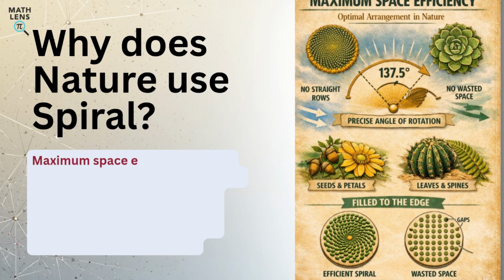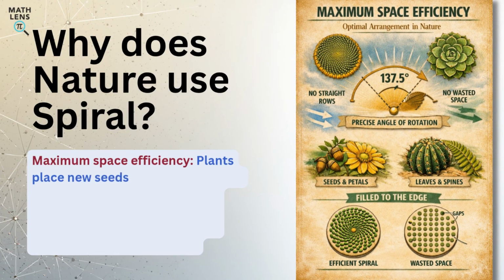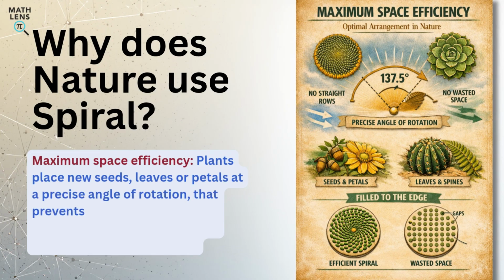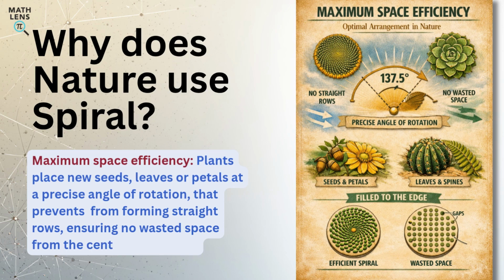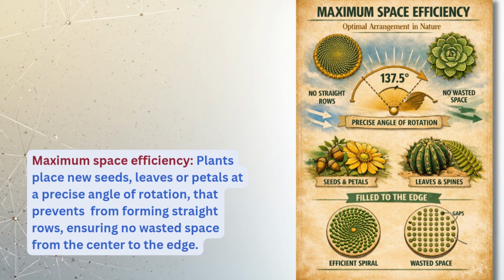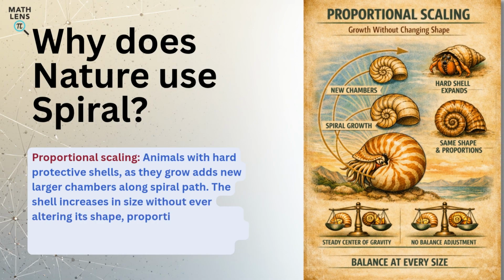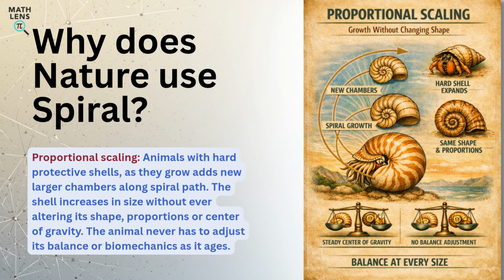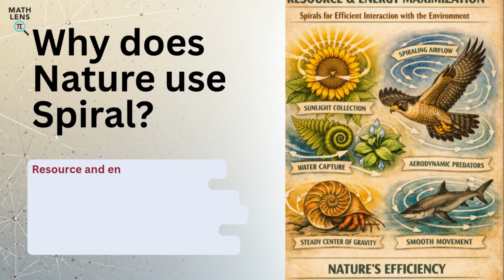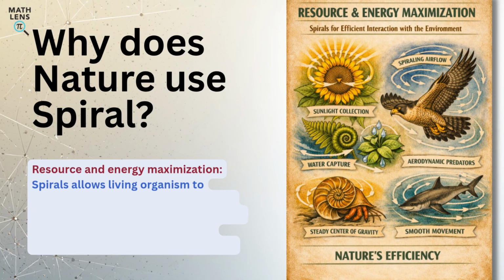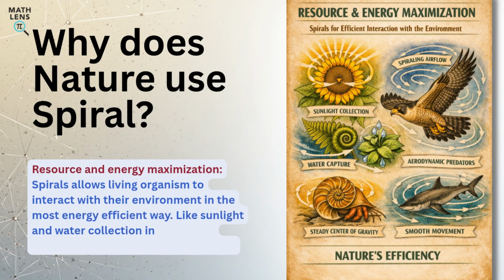Nature's use of spirals is fascinating and serves essential functions for efficiency and growth. Key reasons for their prevalence include space efficiency: spirals help plants arrange seeds and leaves at optimal angles, maximizing growth and resource allocation. Proportional scaling: animals with shells grow by adding chambers along a spiral, maintaining shape and balance without needing to adjust as they age. Resource and energy maximization: spirals enable efficient interaction with the environment, aiding in processes like sunlight and water collection for plants and aerodynamic efficiency for predators. Understanding these patterns inspires human innovations, which will be explored further.